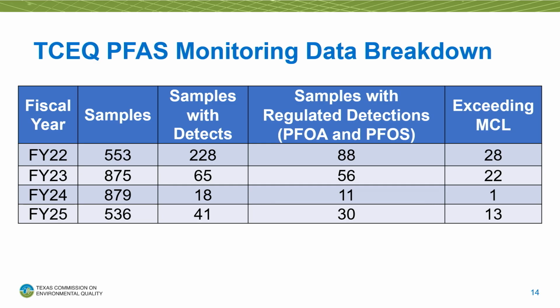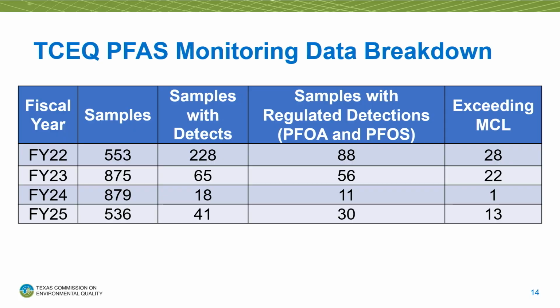For this, just to give a little background on how we chose this sampling. These are all systems that weren't part of UCMR 5. And for FY 2022, we did more of a targeted approach. So we looked for areas where we thought PFAS would be present, for example, by airports or by industries that would be creating PFAS.